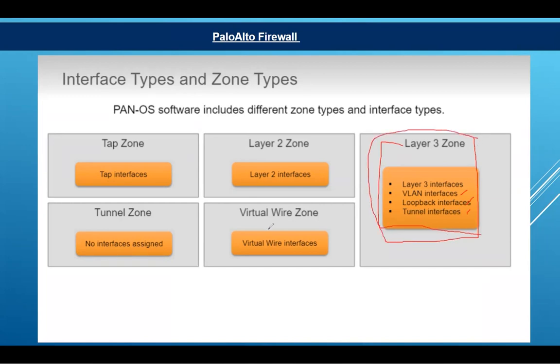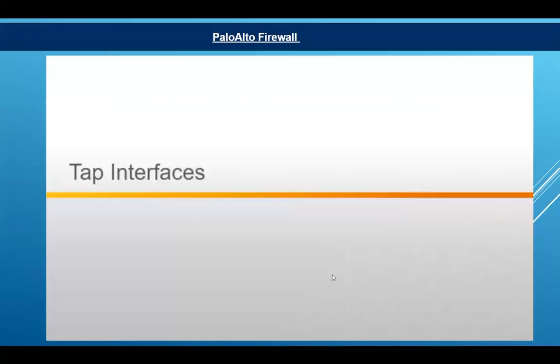Right, guys? So virtual wire, no IP address. Layer 2, no IP address. Tap zone, no IP address. Tunnel, no IP address. We assign an IP address only in a layer 3 zone. Now, after this, guys, we will understand tap, virtual wire, and layer 2 zones. What are all these things? First of all, we will understand the tap interface and tap zone.